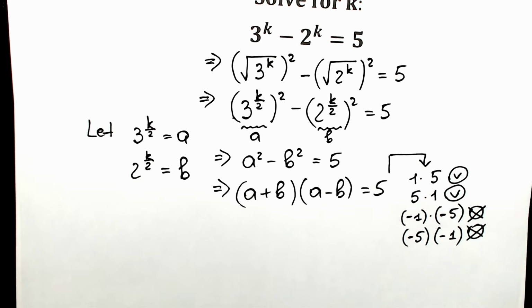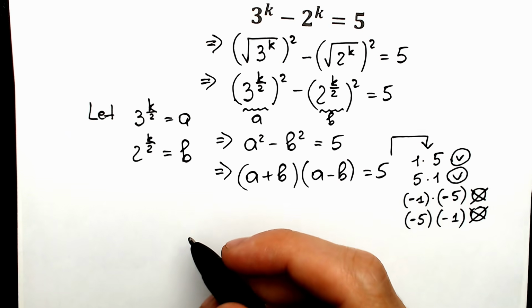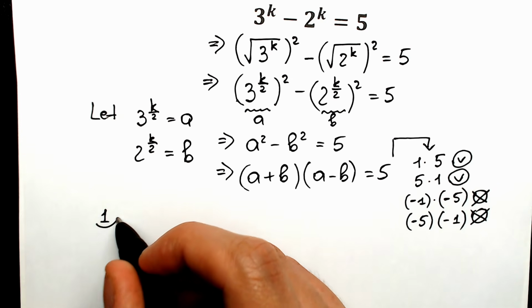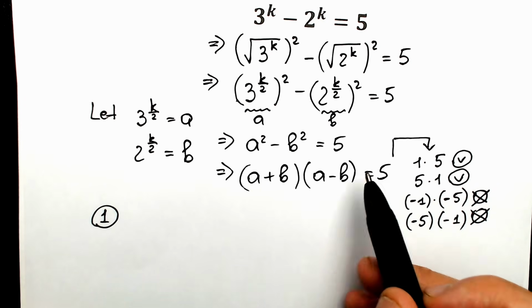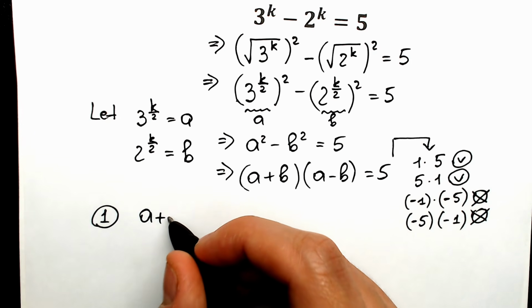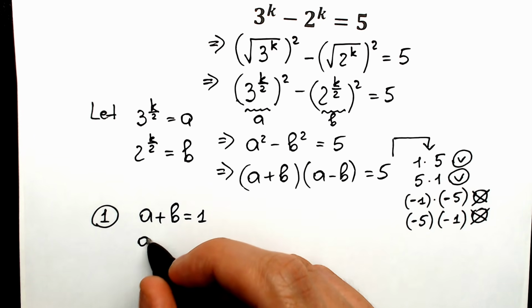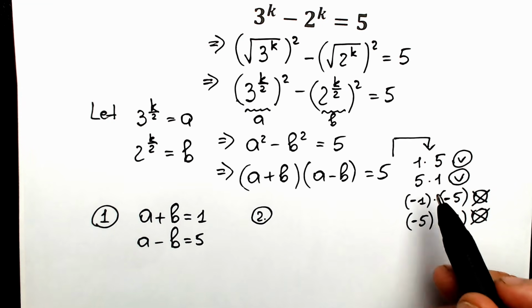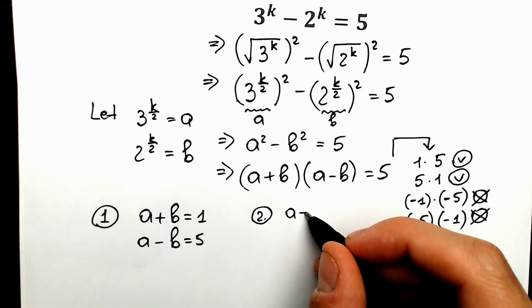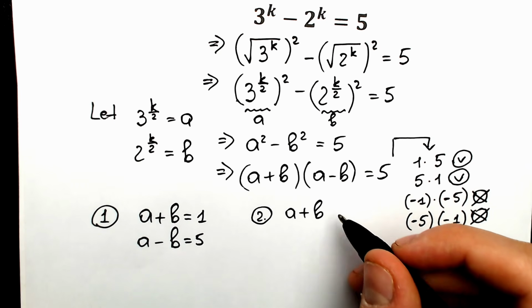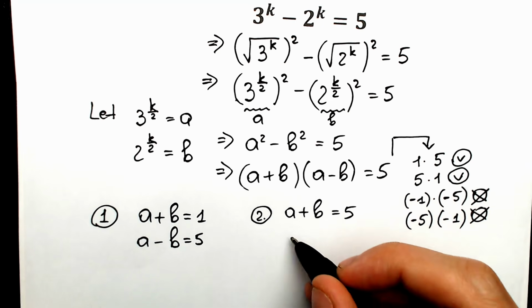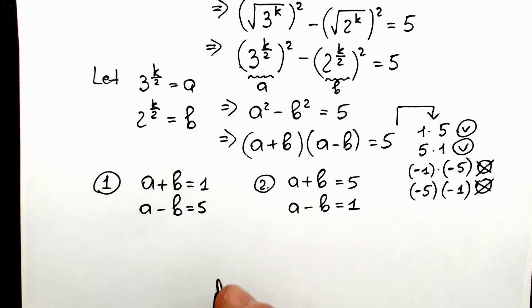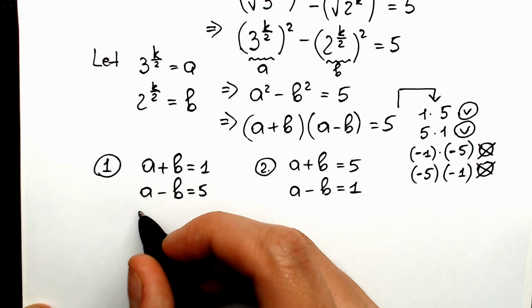So we have two systems of equations. The first system of equations, let's write it on the left side. This is our first one: a plus b equal to 1, a minus b equal to 5. This is our first system of equations, and the second case, 5 and 1, is symmetrical: a plus b equal to 5 and a minus b equal to 1. Right now let's solve, for example, let's solve quickly our first system of equations.